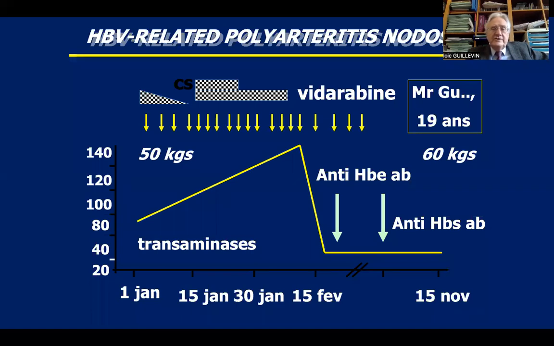And I will show you an example. It is a young guy, 19 years old, and when he's treated with plasma exchanges and antiviral treatment, you have an increase in transaminase, and immediately after, you have the occurrence of anti-HBe antibody and anti-HBs antibody. And these patients recovered in approximately 2 months.